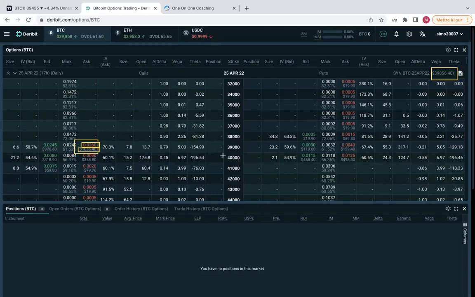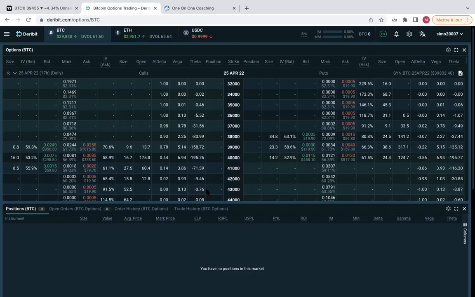You need to buy one at $1,000. You believe that the stock will go above 39,000 within 17 hours. If not, you lose the $1,000. Okay, it's not the way we'll be trading. So just keep in mind that this 0.00085 is also multiplied by the Bitcoin value, and then it gives you the 383.